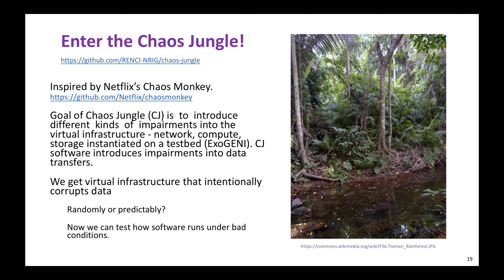So similarly, we developed this Chaos Jungle toolkit where the goal is to introduce different kinds of impairments into a virtual infrastructure. It might be network, compute, or storage instantiated on a testbed like GENI or ExoGENI, where the Chaos Jungle software introduces impairments into different data operations. So it can corrupt data on the disk. It can corrupt data in transit for network transfers and so forth, right? What I'm going to describe in the following slides is mostly the mode for Chaos Jungle where it intentionally corrupts data for the data transfers.